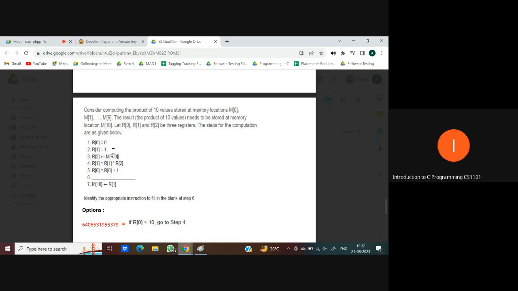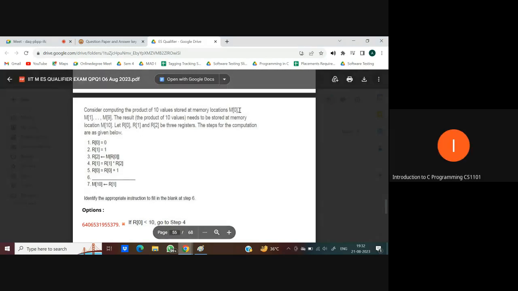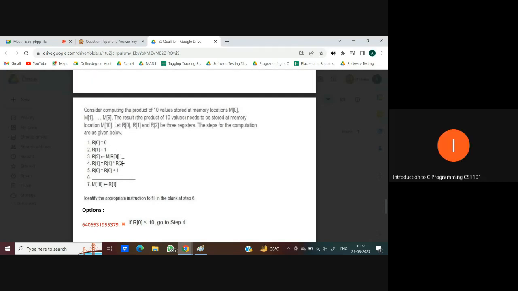No, that would not. See, let's say the number stored at memory location M0 is 5. What you are doing here is multiplying R1 into R2. R2 is going to be 5, right? Because that is what you have fetched from memory. And if R1 is 2, you are saying 5 into 2, that becomes 10. So what you are saying is that the product up to the first number is 10. That should not be the case. You have only fetched one number from the memory so far, and the product should be the number itself.